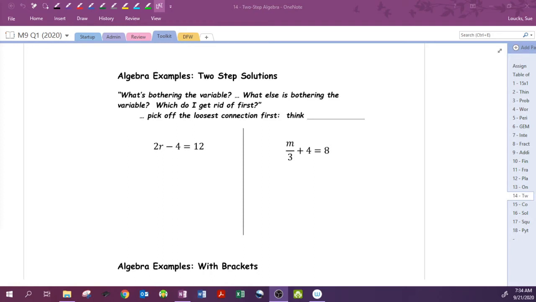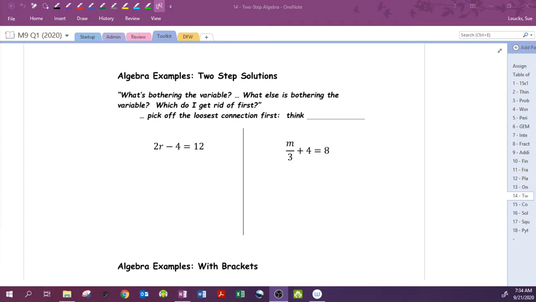Hi everyone. We are going to look at two-step algebra equations today. Two steps are just one step more than doing a one-step equation. And there's usually an adding and subtracting component and a multiplying and dividing component.